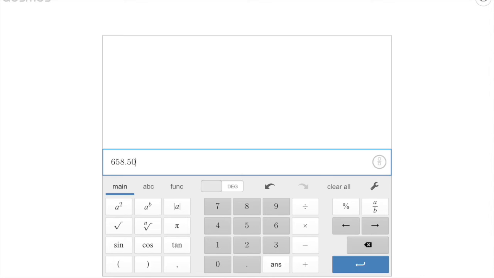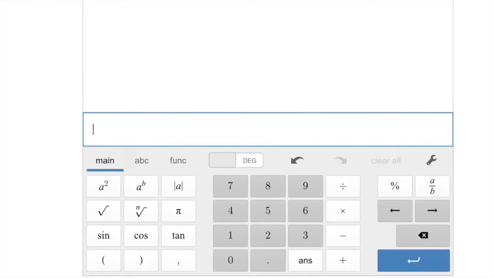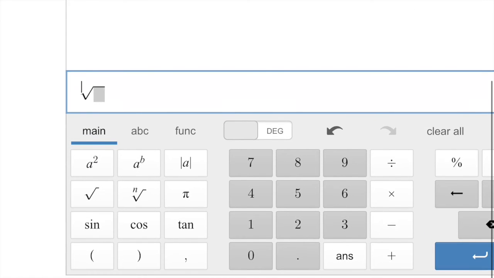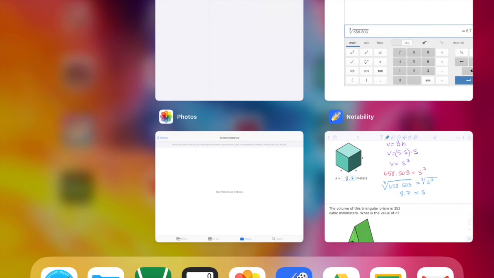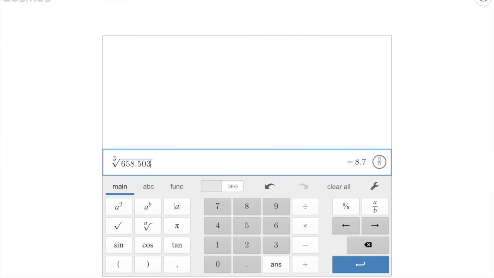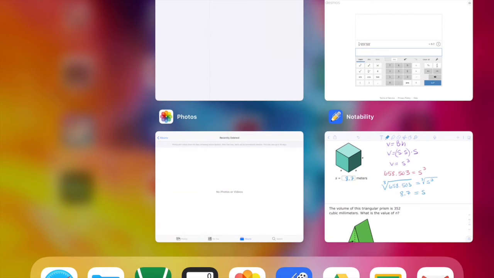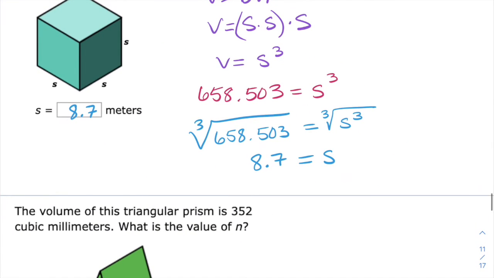Let's clear that. So we're going to just click that key. I guess it's going to bring it right to where we want to put that 3 in. So now it's the cubic root of 658,503. Yep. And we're going to hit enter, and then there's your 8.7. So these are just multiple strategies to get there. Now that you've seen a couple different methods, let's go back.